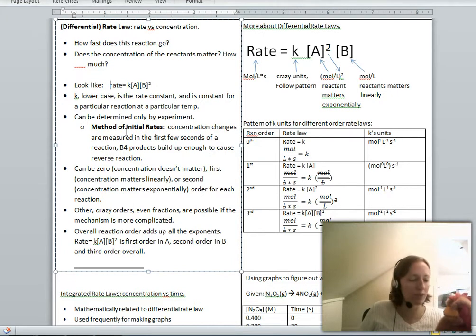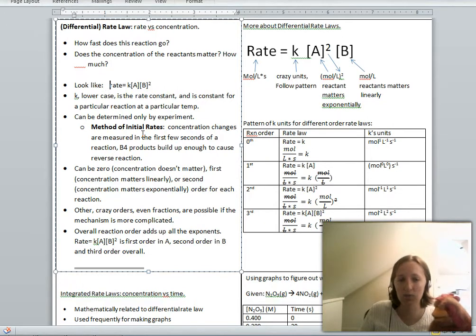The method of initial rates is this. The reason that it's called the initial rate is because you're running this reaction for a relatively brief period of time and measuring the reaction rate. And the way that you measure the reaction rate is to measure the disappearance of your reactants.